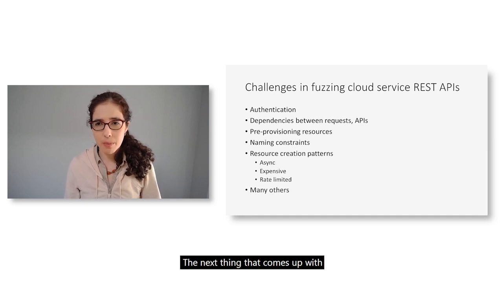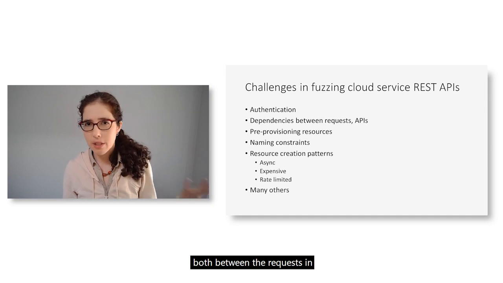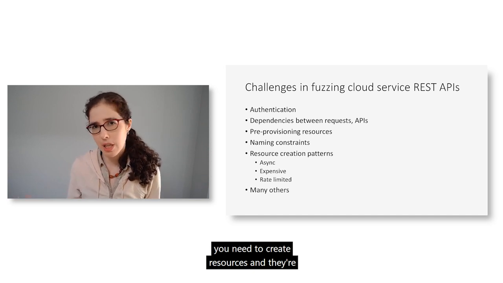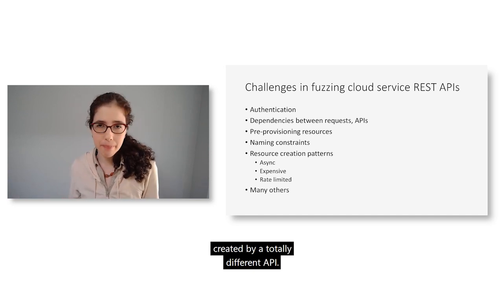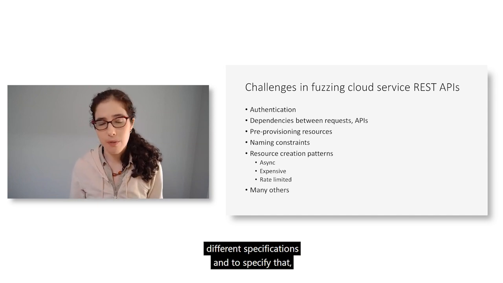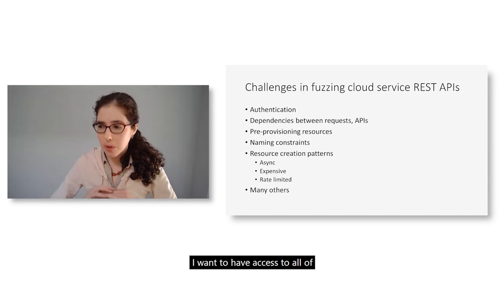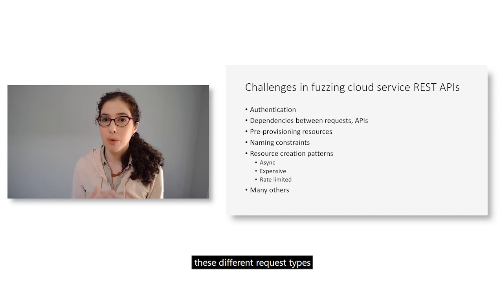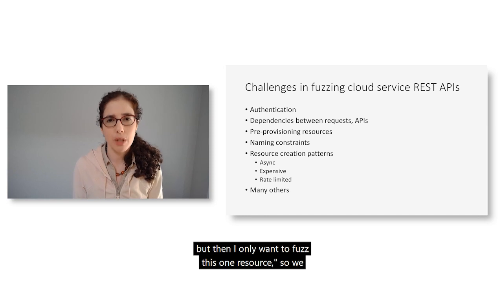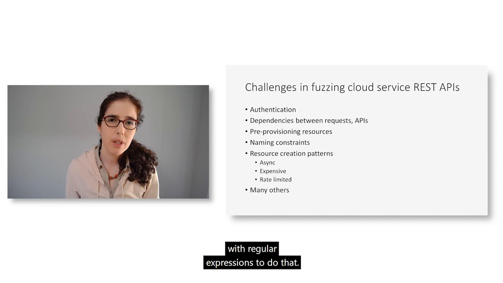So the next thing that comes up with cloud service REST APIs is dependencies, both between the requests in the same API specification, or in some cases you need to create resources and they're created by a totally different API. So RESTler has some ways for you to combine different specifications and to specify that, hey, when I run the compiler, I want to have access to all of these different request types so I can properly infer dependencies. But then I only want to fuzz this one resource. So we provide support for you with regular expressions to do that.